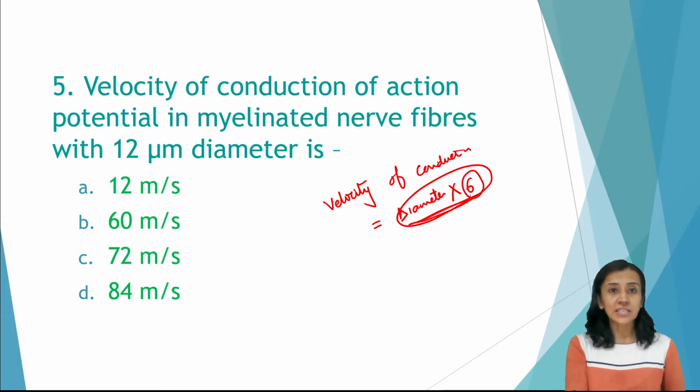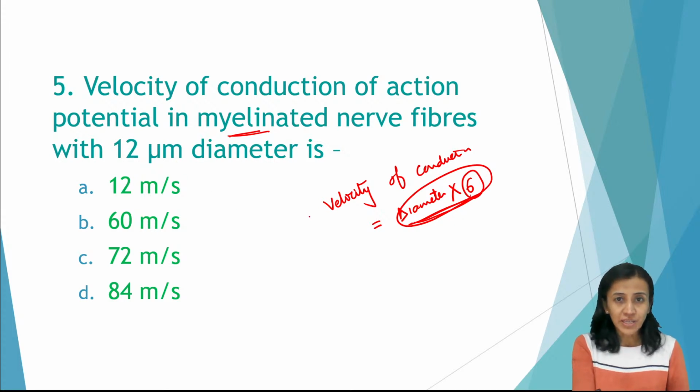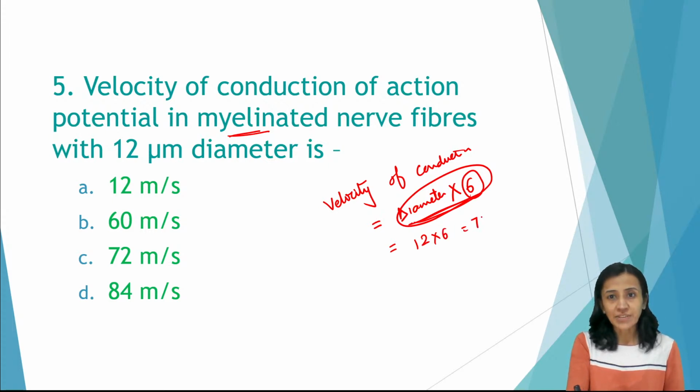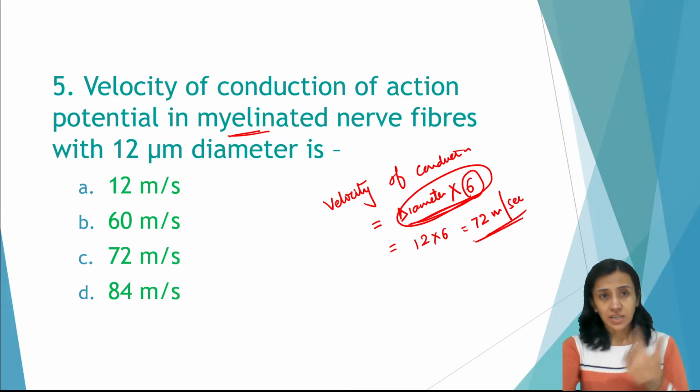But a very important thing here: this formula is only for myelinated nerve fiber, not for unmyelinated. This is given in the book. So for myelinated nerve fiber, how can you calculate conduction velocity if the diameter is given? The diameter is 12 micrometers, so 12 multiplied by 6. This would be 72 meters per second. So this is our conduction velocity.